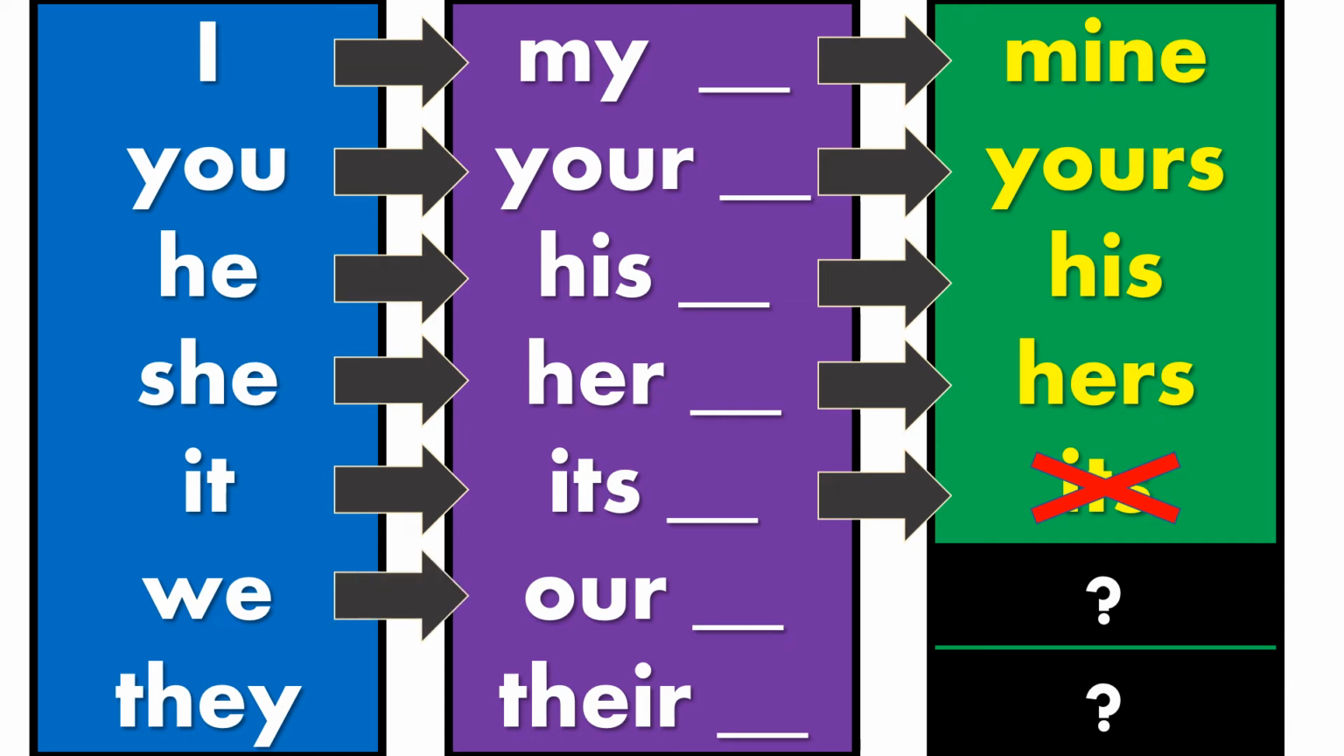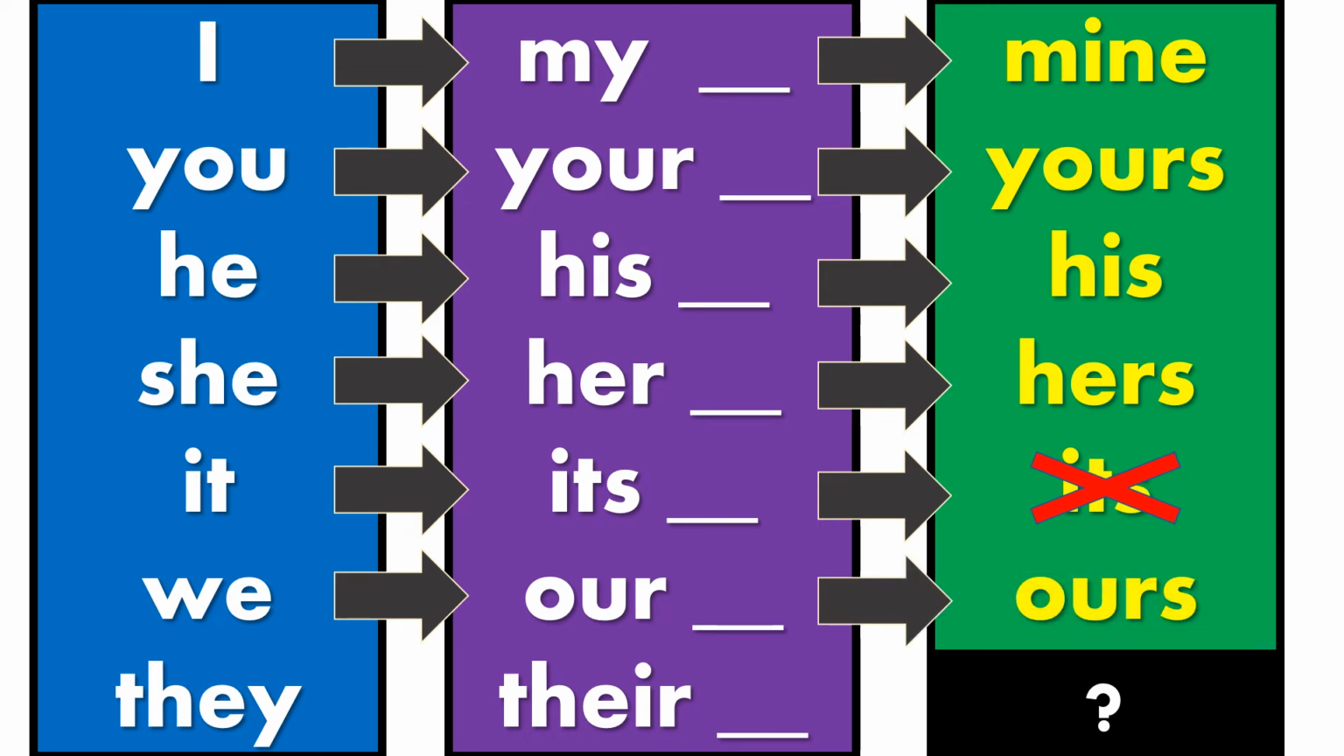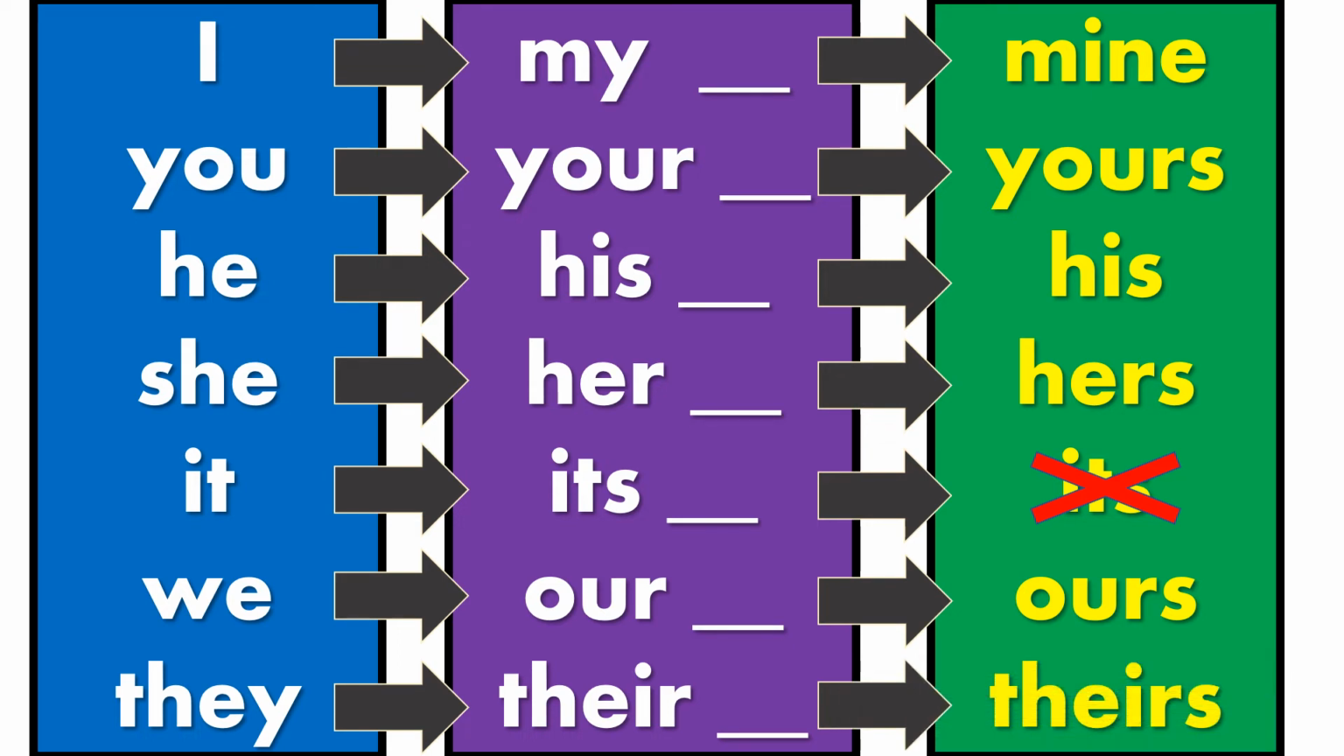We can say that we have a game console, that is our game console, or that game console is ours. They have a game console, so that is their game console. And then the third one would be that game console is theirs.